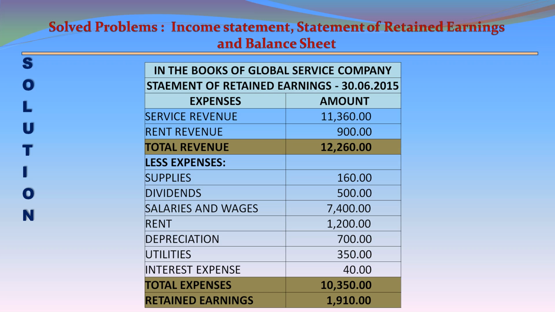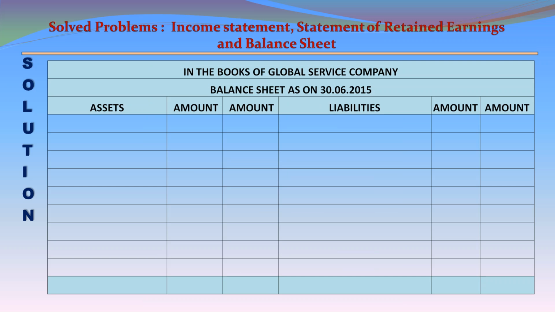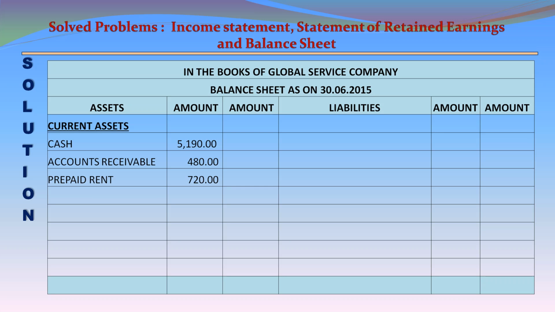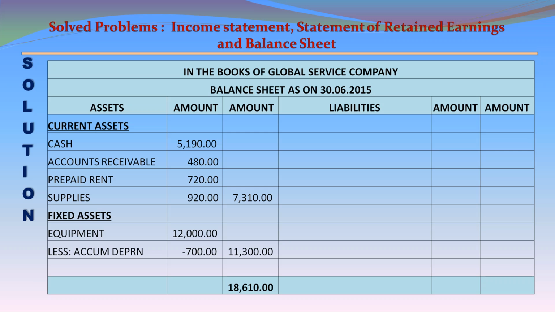Retained earnings 1,910. In the books of Global Service Company balance sheet as on 30th June 2015, assets amount, liabilities amount. On the asset side, current assets, cash 5,190. Accounts receivable 480. Prepaid rent 720. Supplies 920. Total current assets 7,310. Fixed assets, equipment 12,000. Less accumulated depreciation on equipment minus 700.